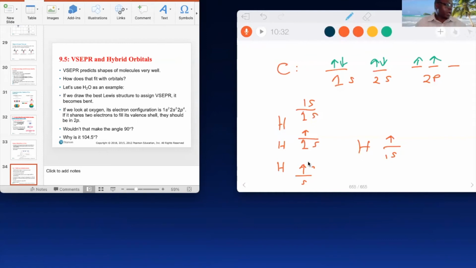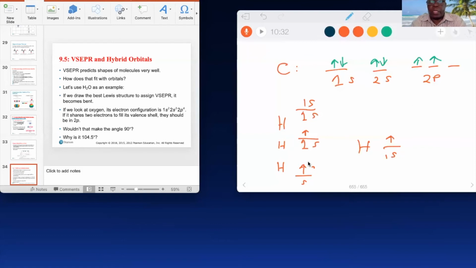Carbon is number 6 on the periodic table, and that is the electron configuration for carbon. Electron configuration for hydrogen: each hydrogen has a lone electron for bonding. If you look at the electron configuration for carbon on my whiteboard, it has only 2 unpaired electrons available for forming a chemical bond.